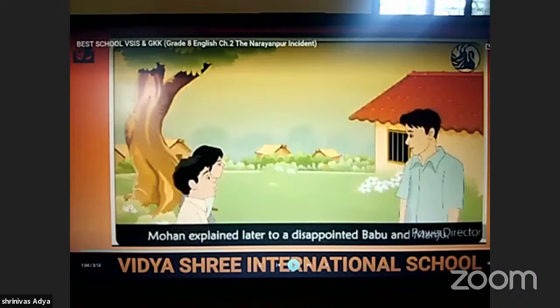Babu and Manju, the younger brother and sister of Mohan, were disappointed because the procession took place very quietly, silently. They wanted to make some noise, throw some stones, attack some British officers, and attract everyone's attention. In this part of the video, Mohan is telling them why they had planned a silent protest.